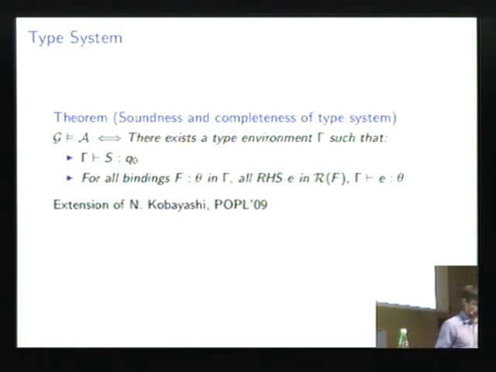Now we can prove a nice theorem about this type system, and that is that the set of trees generated by a HORS is accepted by the property automaton if and only if we can find a type environment where we prove that the start symbol has the type of the initial state, and for all bindings for a non-terminal f, all of the right-hand sides can be type checked with the same type. Just a natural kind of consistency requirement. And we've extended a proof by Kobayashi.